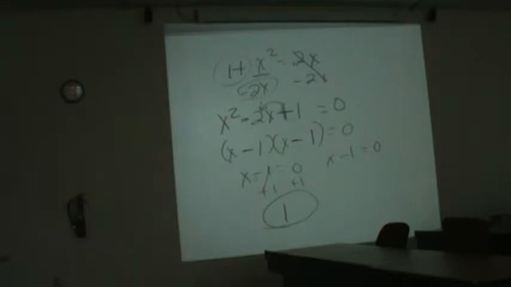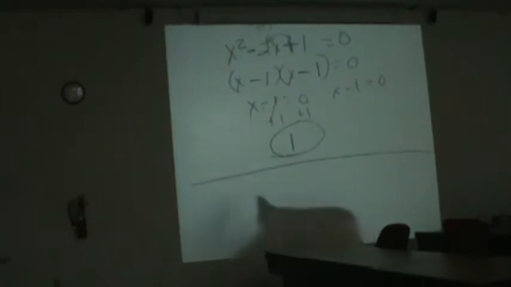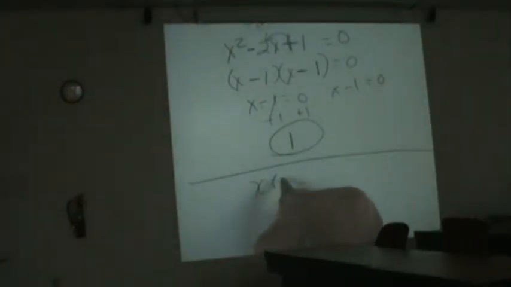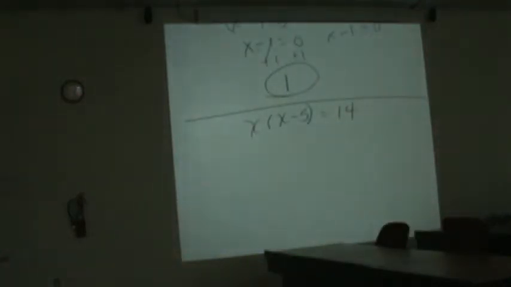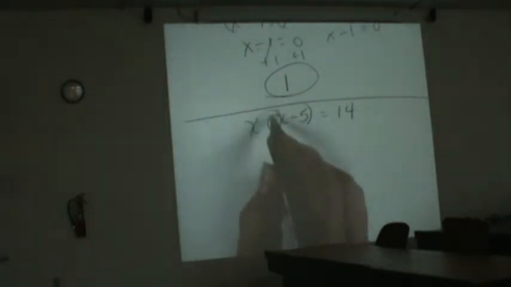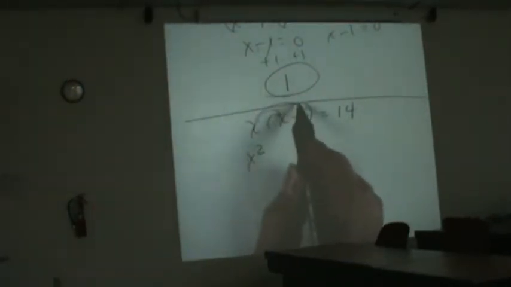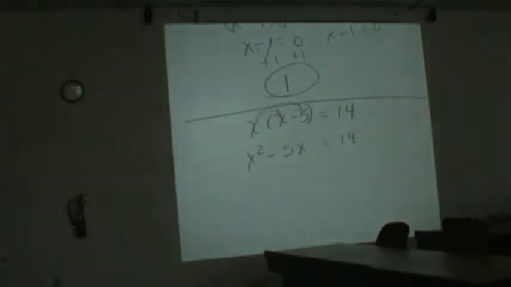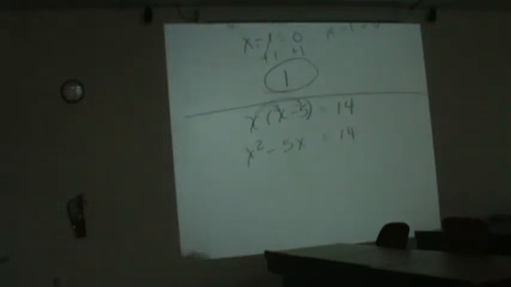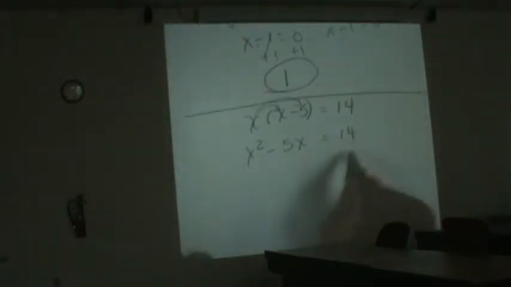Okay, let's do some more. How about if you have one that looks like that? It looks like, oh good, we've got it factored. But to actually do it by factoring where it has 0, multiply this out. That's x squared minus 5x equals 14. So then you would subtract 14.